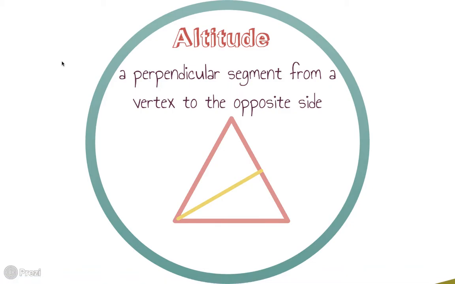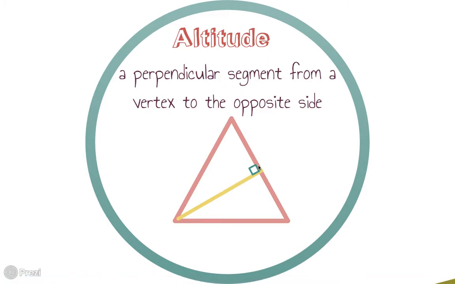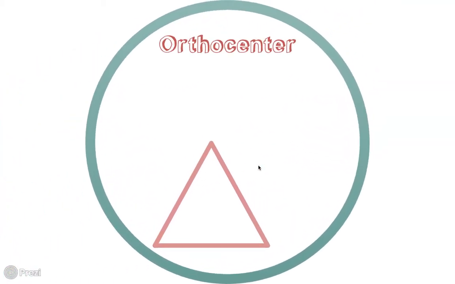But anyways, what does it mean to be perpendicular? It does mean to intersect the other side at a 90-degree angle. Okay, so these segments, altitudes, start from a vertex point and extend to the other side. And when they do, they slice through the other side at a 90-degree angle. Neato, right? Well, let's keep talking about these altitudes.